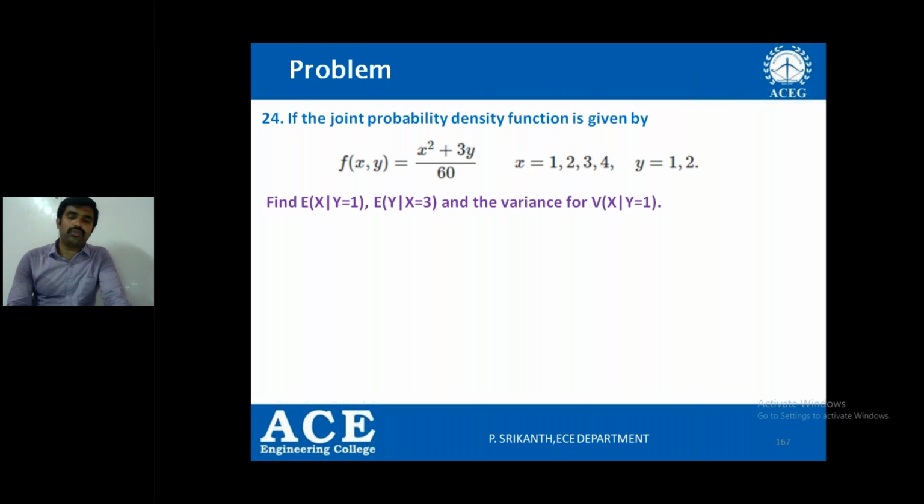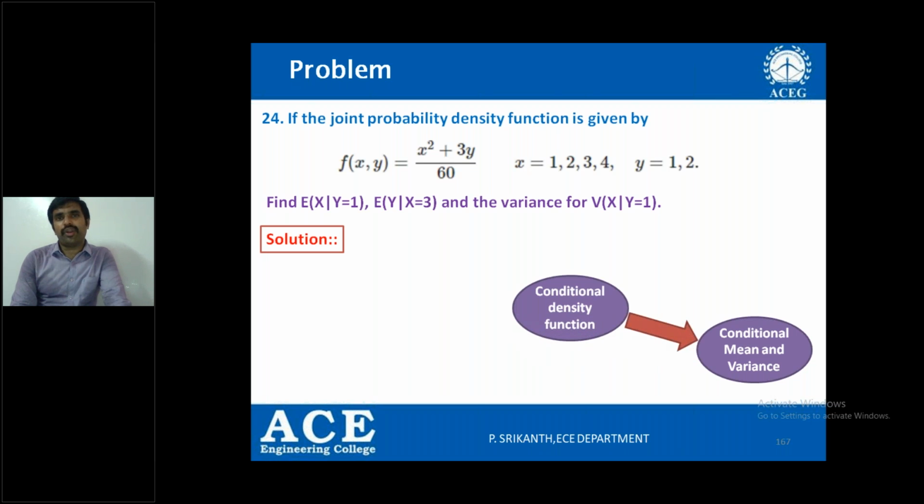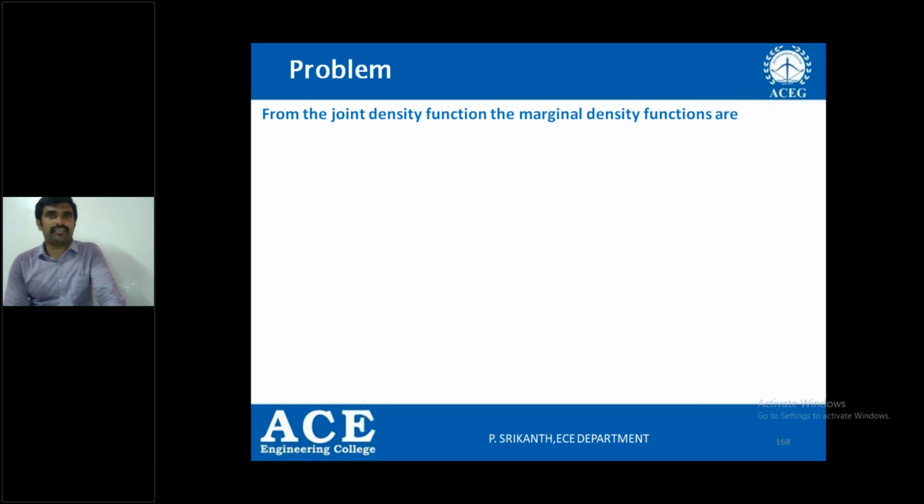Fine. So how to solve? First, I need the conditional mean and variance. To find the conditional mean and variance, I need the conditional density function. To find the conditional density function, first I need to find the marginal density functions, right? Prerequisites for conditional mean and variance: I need to know the conditional density function. For knowing the conditional density function, I need to know the marginal density function. So first we need to find the marginal density function.